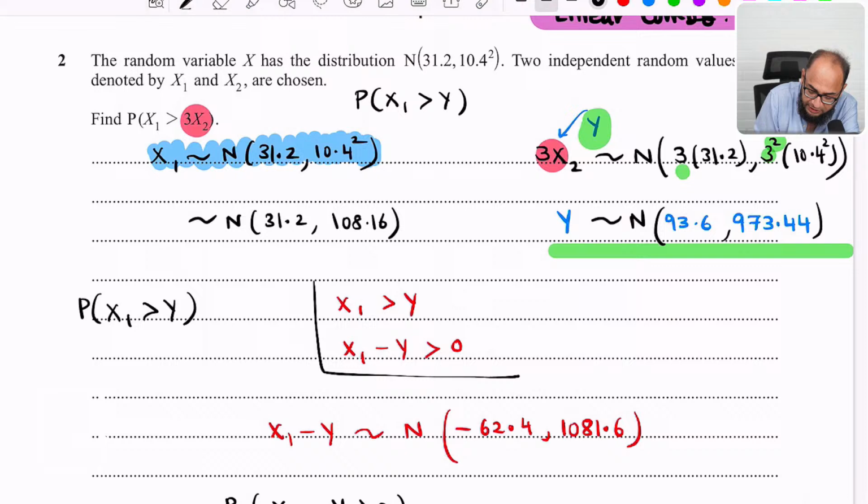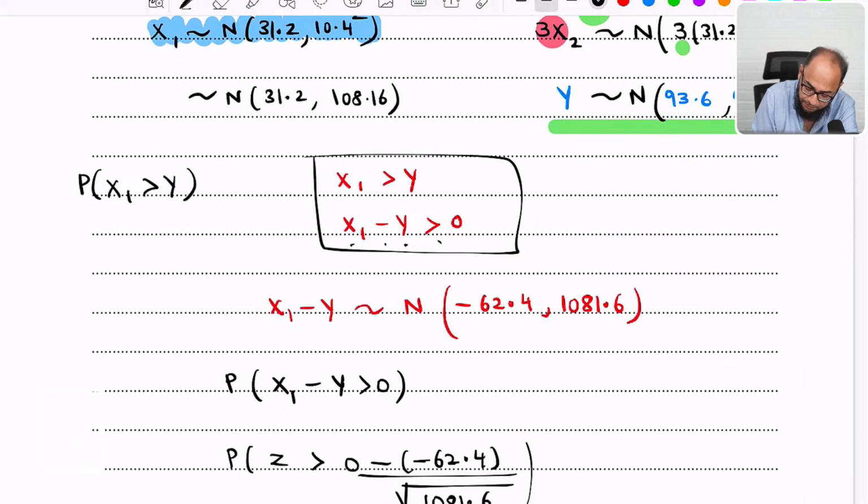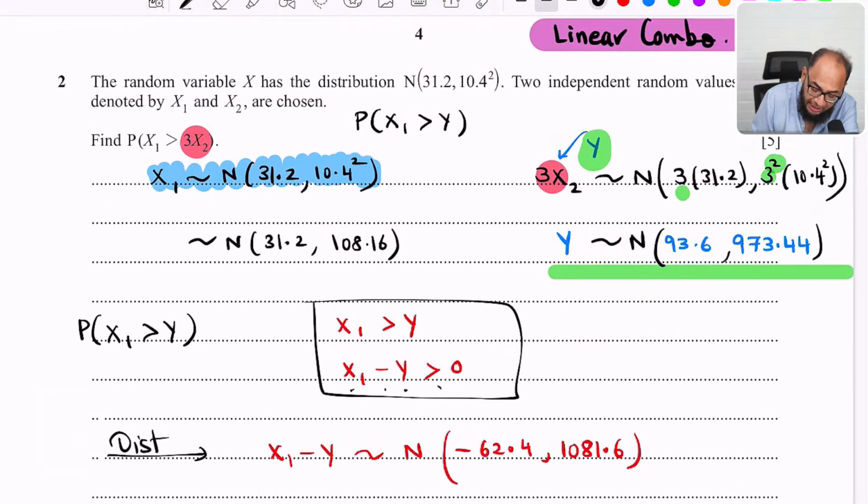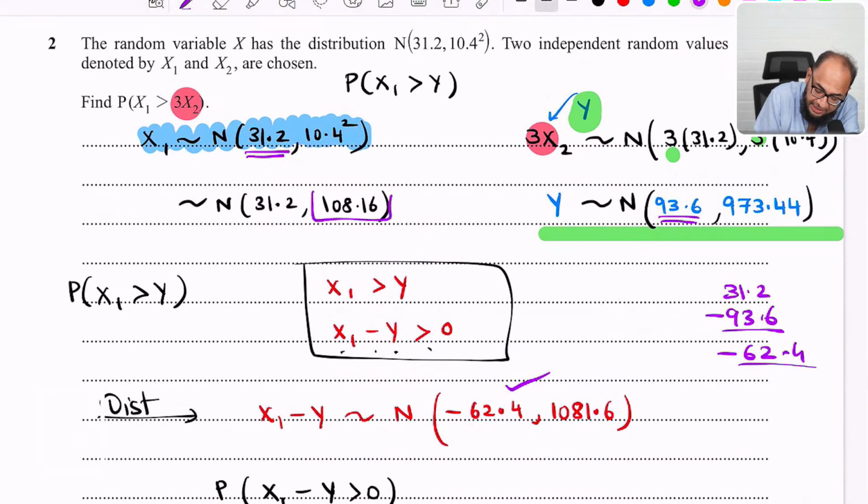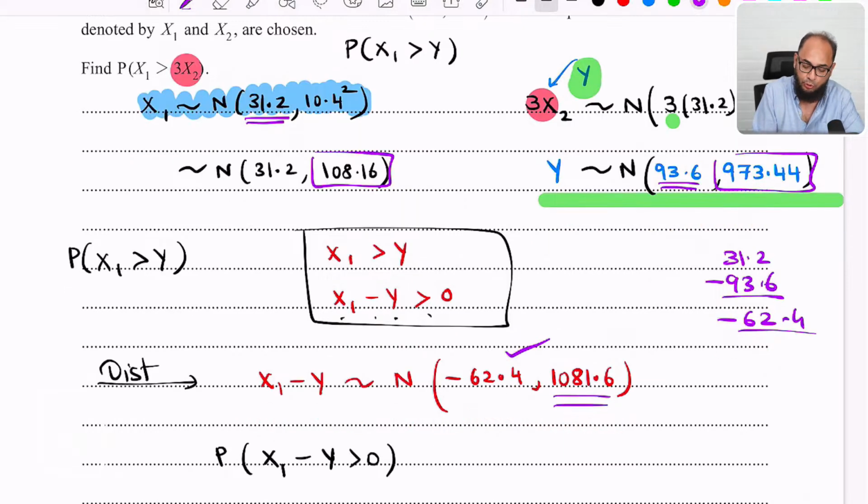So let me focus on this. That means x1 minus y is greater than 0. So now state the distribution. What happens to the mean? The mean gets subtracted. So this is 31.2, this is 93.6, 31.2 minus 93.6, that comes out to be negative 62.4, that's over here. And what about the variances? The variances always get added, and that's the rule.